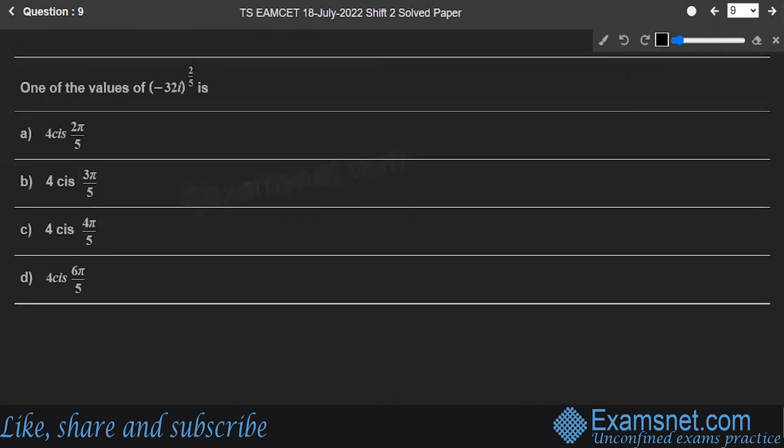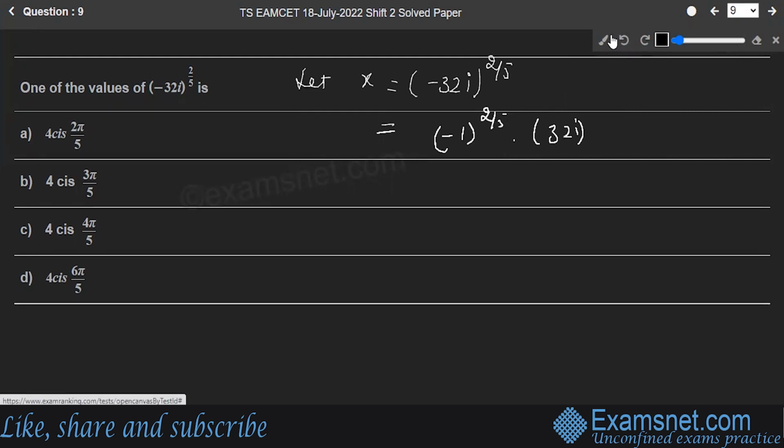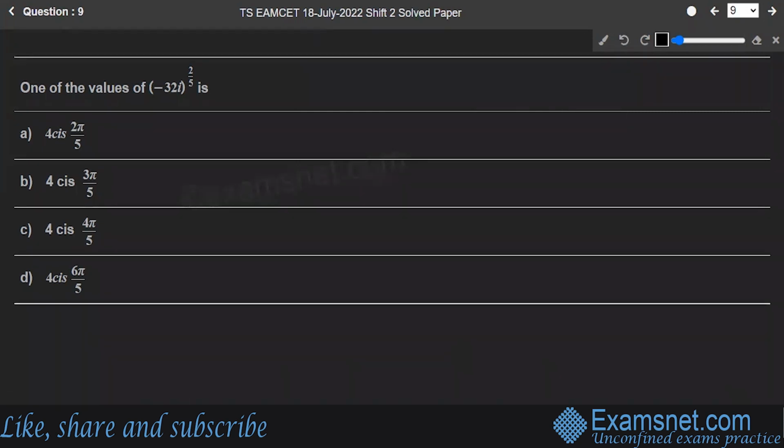Question number 9. One of the values of minus 32 iota raised to power 2 by 5 is, all right, I'll assume x to be minus 32 iota raised to power 2 by 5. Or if I'm raising the power minus 32 by 2, you will get 1024 minus, wait. Okay, this is equal to minus 1 raised to power 2 by 5 into 32 iota. Sorry for this. Question number 9. What is the value of this given expression?